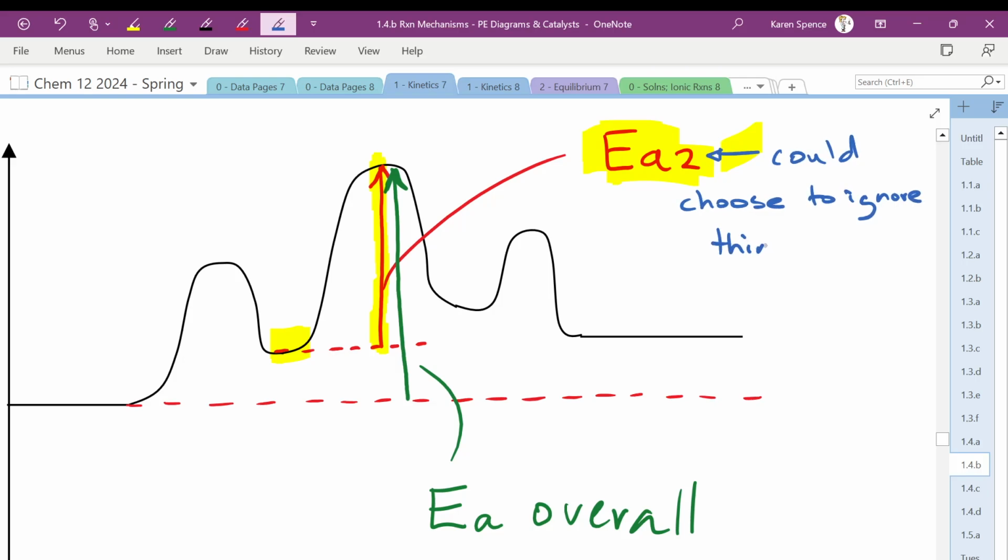Because I don't think it's going to come up very often. I don't ask questions about it very often. What I do ask questions about fairly often is what is the overall activation energy, and that one starts at the reactants and it finishes at the peak, the highest peak. That's our overall activation energy.